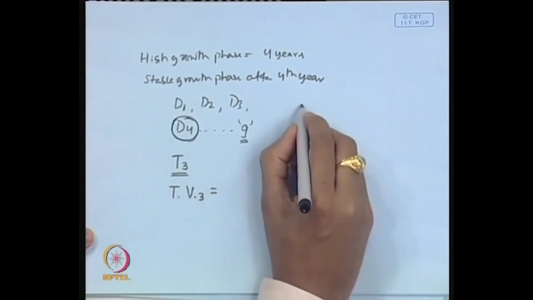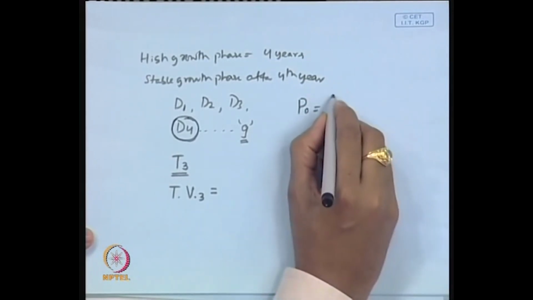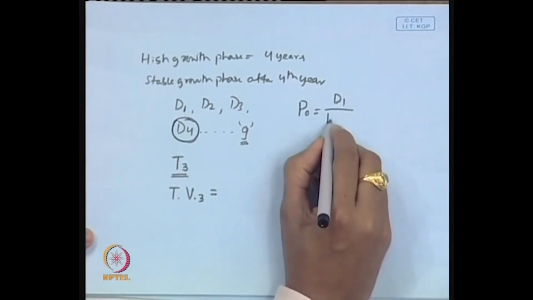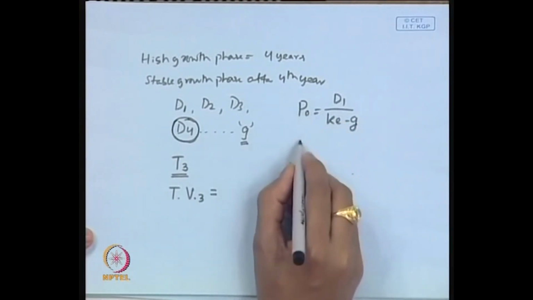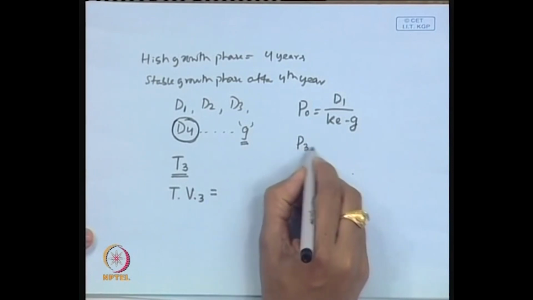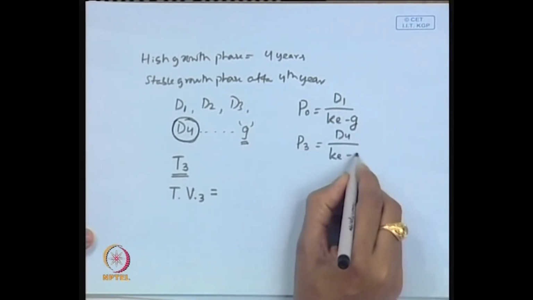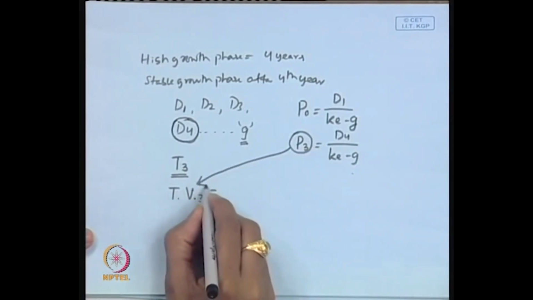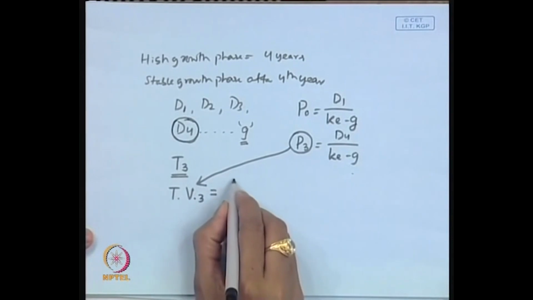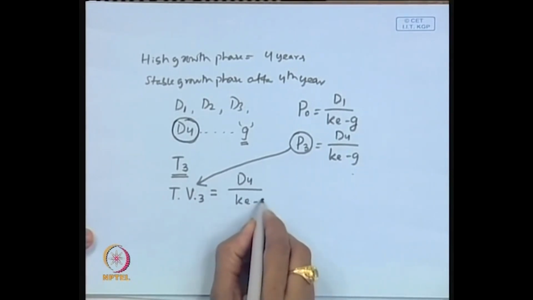So, the fundamental approach is like this: P0 is equal to, when there is constant growth, nothing but D1 by K E minus G. So, in that case, if it is going to be P3, then it becomes D4 by K E minus G. This P3 is also known as the terminal value. So, terminal value is going to be D4 divided by K E minus G.